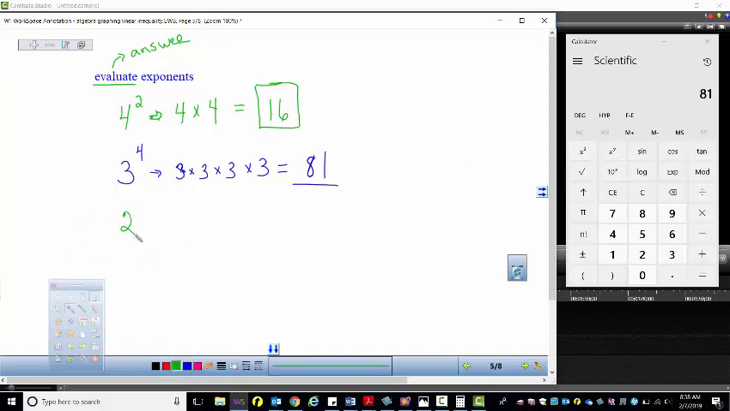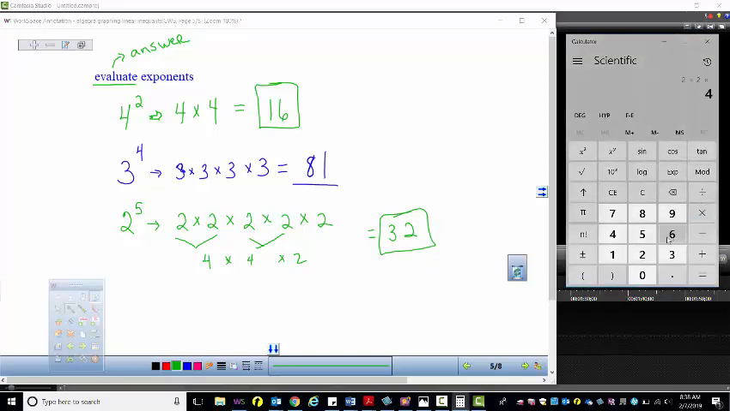Let's try 2 to the 5th power. That's going to be 2 times 2 times 2 times 2 times 2. 1, 2, 3, 4, 5. So you can use your calculator. I know that this one is 4 times, I know this one is 4 times 2. I think it should be 32. Now you can use your calculator. 2 times 2 times 2 times 2 times 2. So I have 1, 2, 3, 4, 5 equals 32.